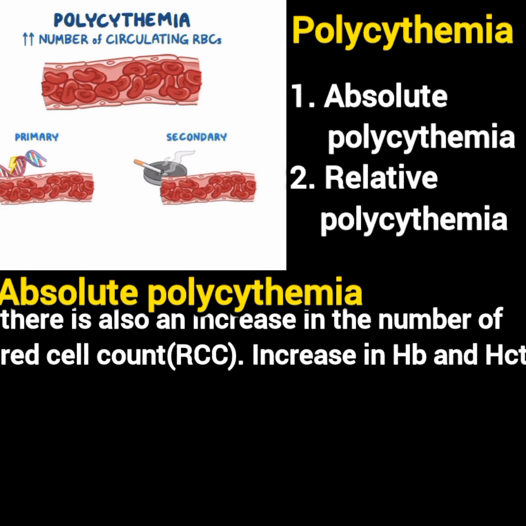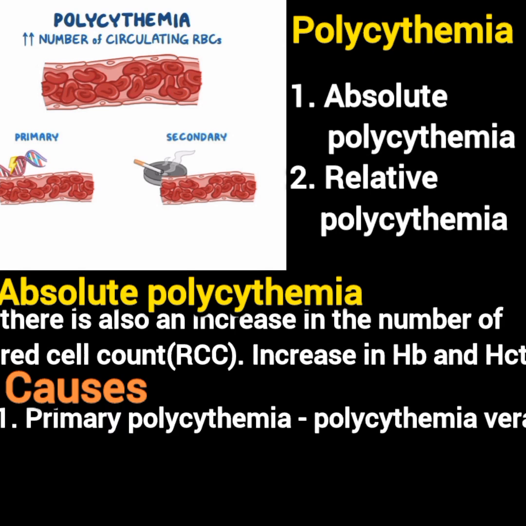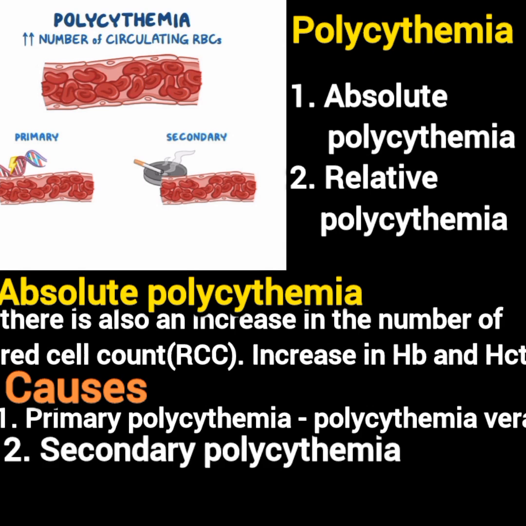This is as a result of conditions such as primary polycythemia, that's polycythemia vera, which is a genetic disorder causing overproduction of red blood cells. In polycythemia vera, there is a genetic mutation. The mutated cells in the bone marrow become very sensitive to erythropoietin, leading to excessive stimulation of red blood cell production. Also, secondary polycythemia, which is as a result of other factors or conditions.